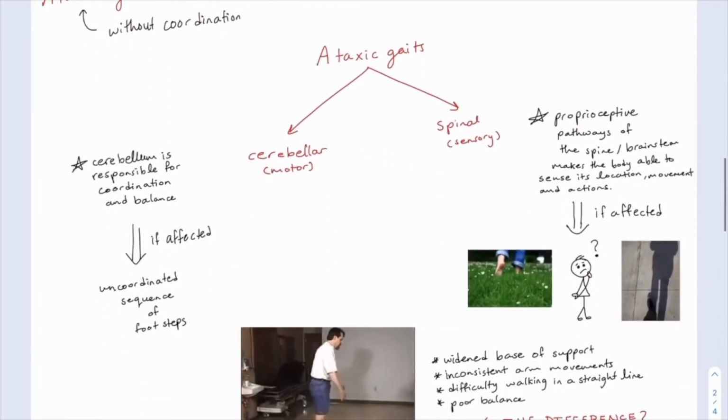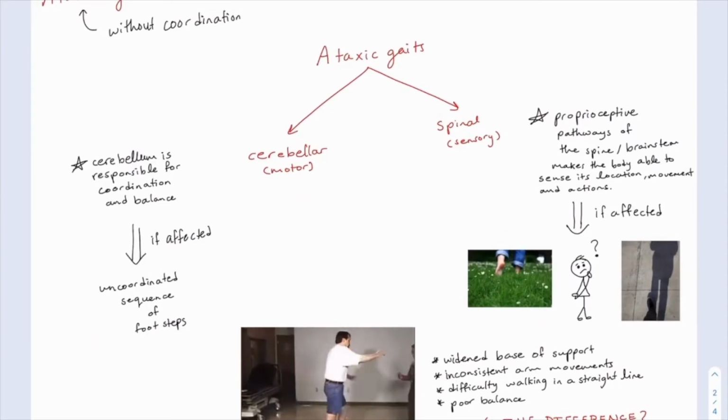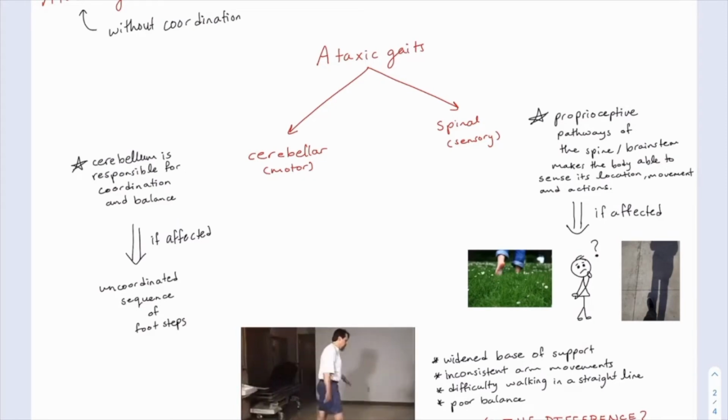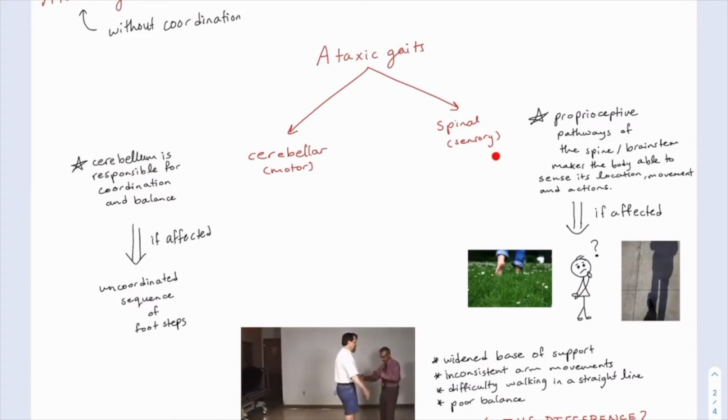Now for the ataxic gait. The ataxic gait is also called the wide-based gait, and ataxic basically means without coordination. We have two types. We have the cerebellar or motor, and we have the spinal or sensory.